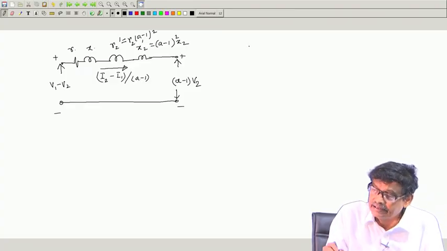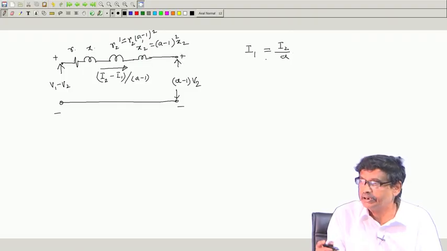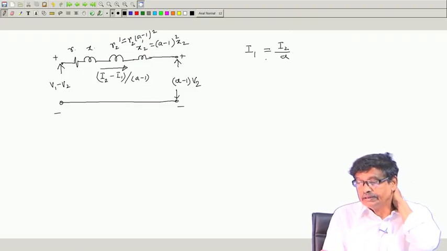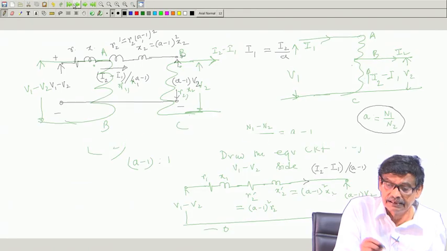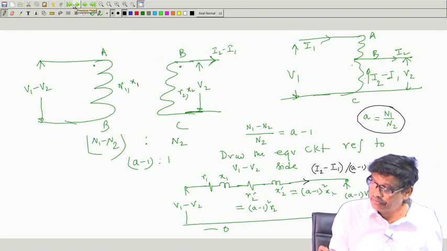But we have seen that I 1 is equal to also I 2 by A, that we have already established from this MMF balance. Recall this, this we will always use.